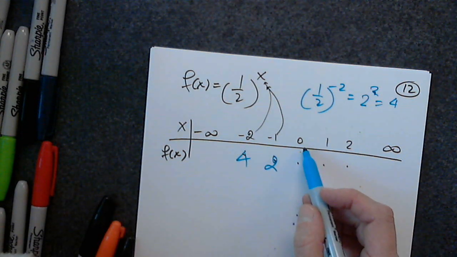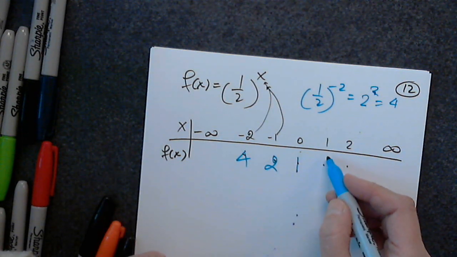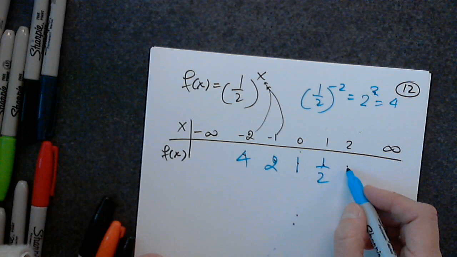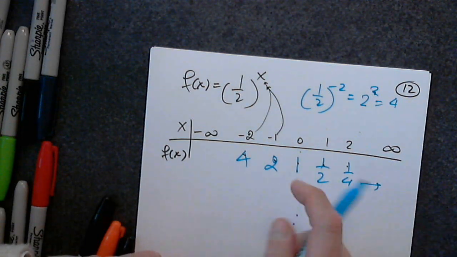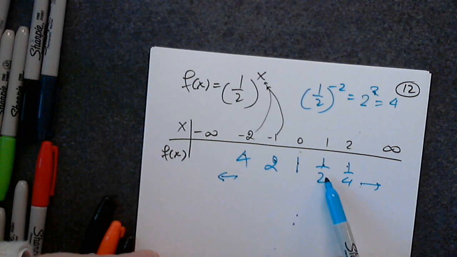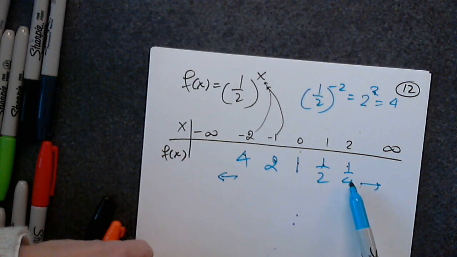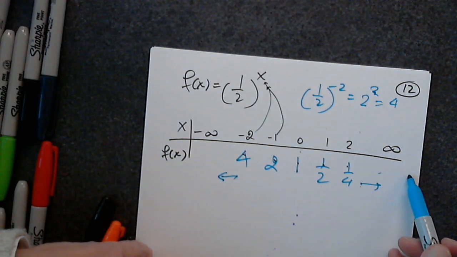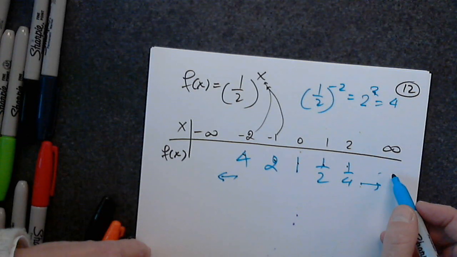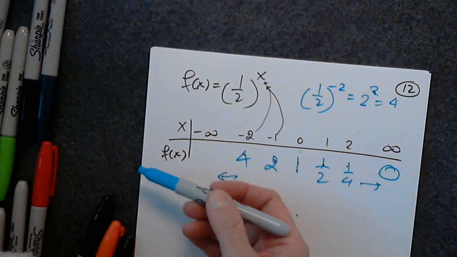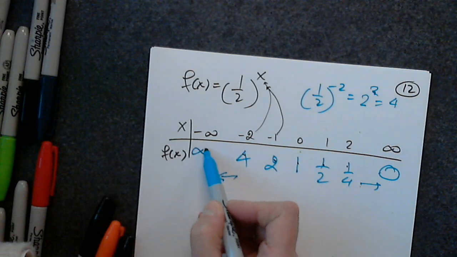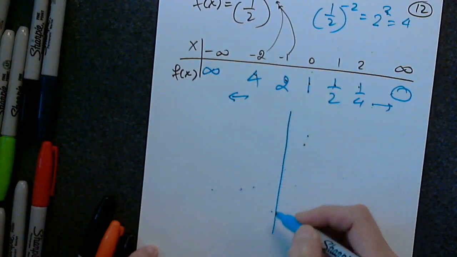Excellent. With 0. 1. Excellent. With 1. Great job. 1/2. Of course. With 2. 1/4. Excellent. I want to see this direction and I want to see this direction. 1/2, 1/4, 1/8, 1/16, 1/32, 1/64, 1/128. Where am I going? 0. Excellent. The other direction. 1, 2, 4, 8, 16, 32, 64, 128. As expected, right. Good.